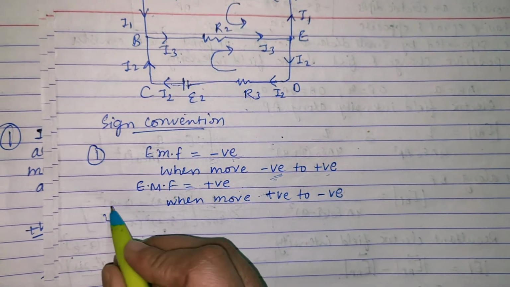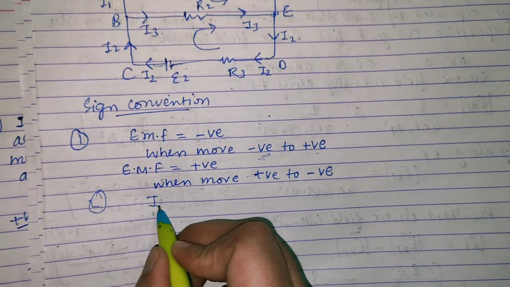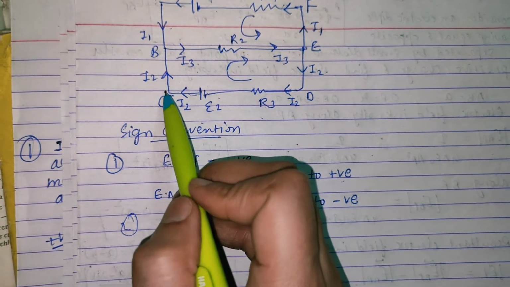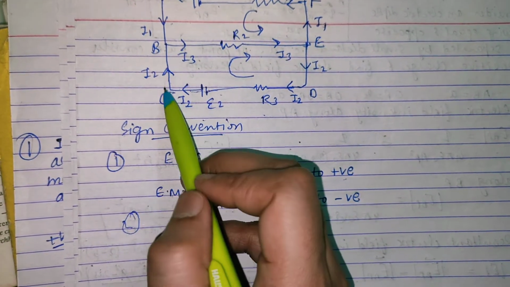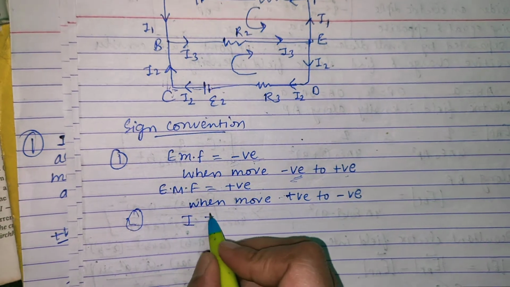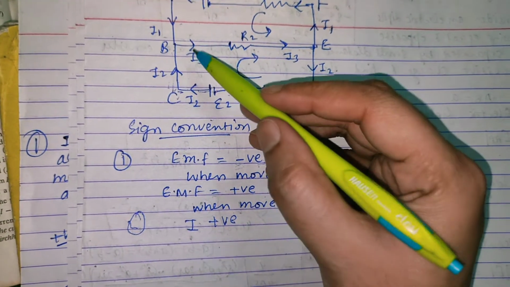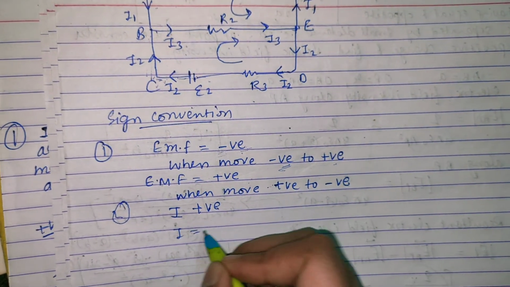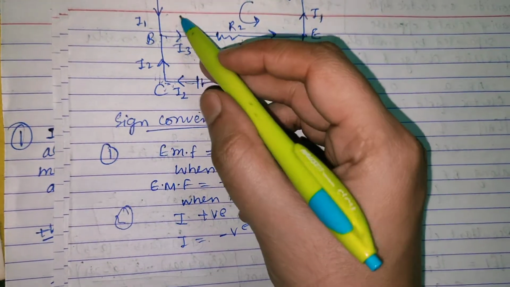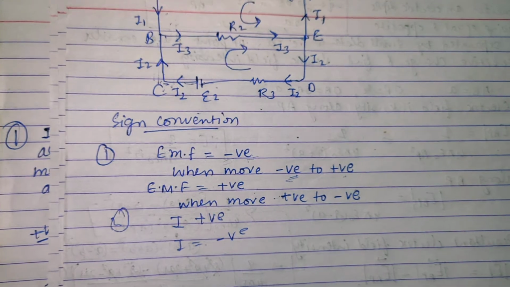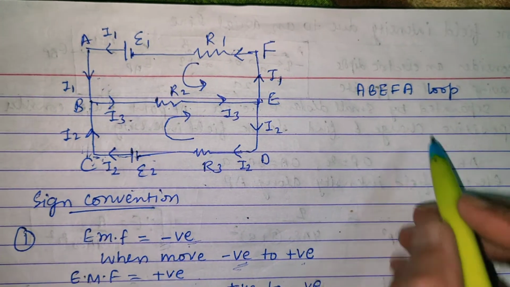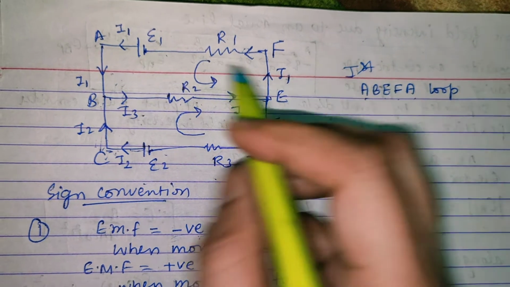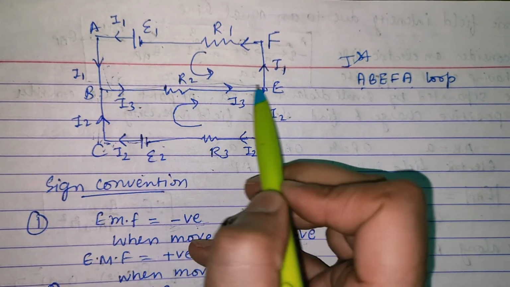And for current, if we move in the direction of flow, like from C to B, in this case we take positive for current, and if we move from B to C, then in this case we take negative current due to the opposite direction of current. Now we consider the first loop ABEFA, this one loop ABEFA.